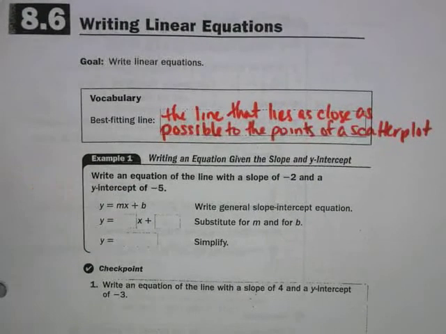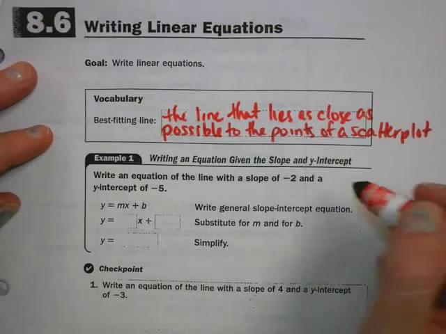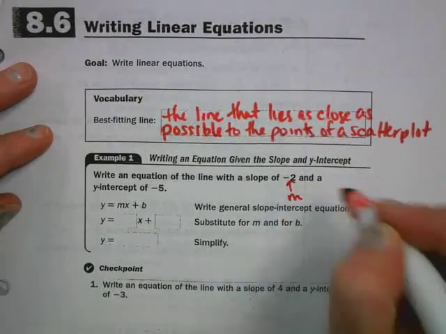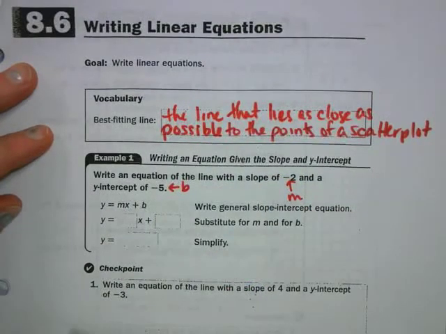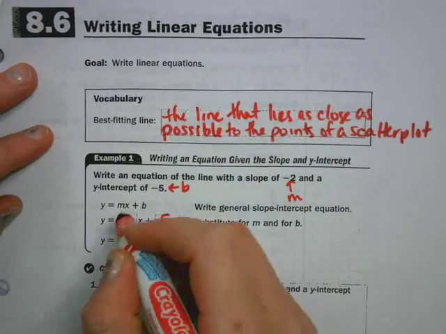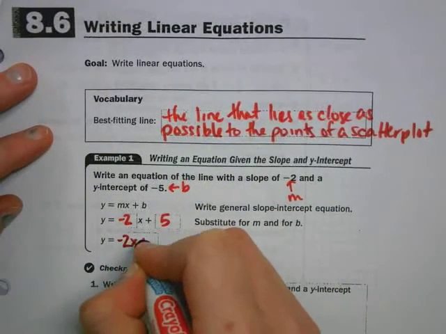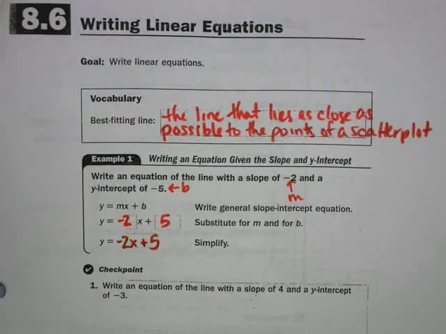Example 1 says, write an equation of a line with a slope of -2 and a y-intercept of -5. Well, this is a review of last chapter. You did this last chapter. So we know that this is the m, and this is the b, and all we have to do is plug them in their spot. So y equals -2x plus 5. And we'll just rewrite here y equals -2x plus 5. They left us room to simplify if we needed to simplify our slope, for example. We don't. All right, the next one, here's a checkpoint.